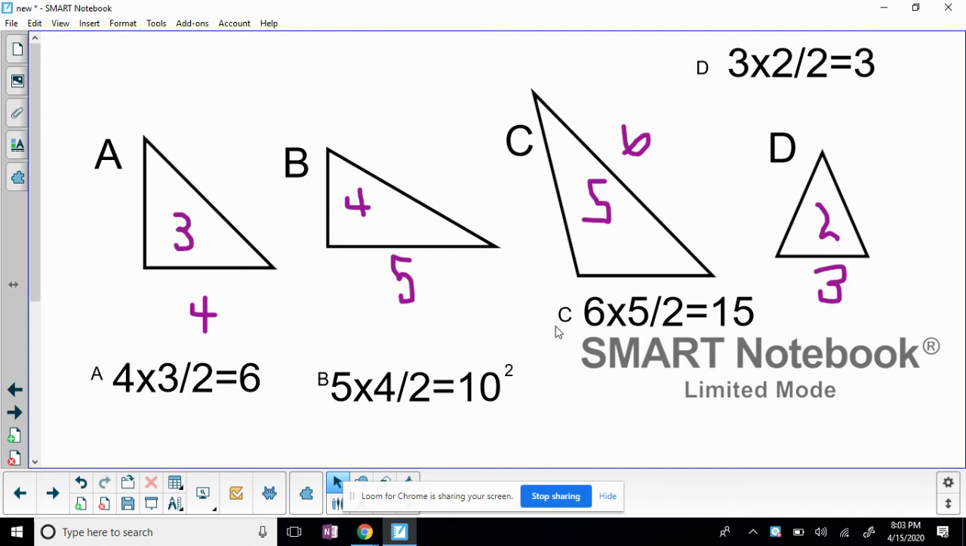So just to recap, area of a rectangle, area of a square, area of a parallelogram, base times height. Area of a triangle, base times height divided by 2. Doesn't matter which triangle. All right?